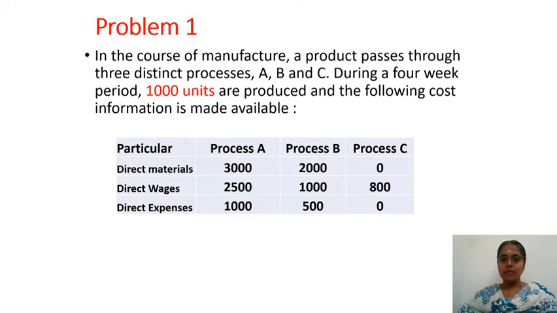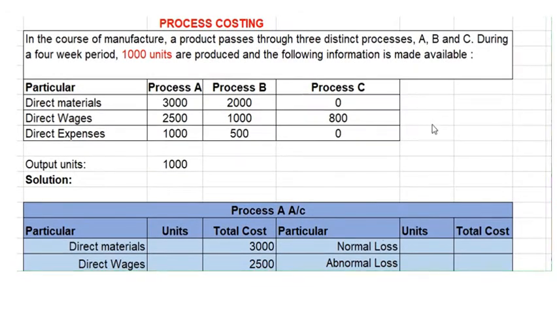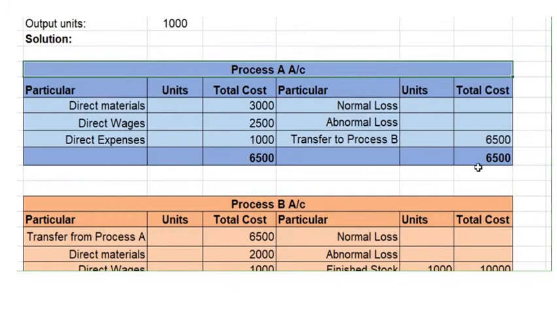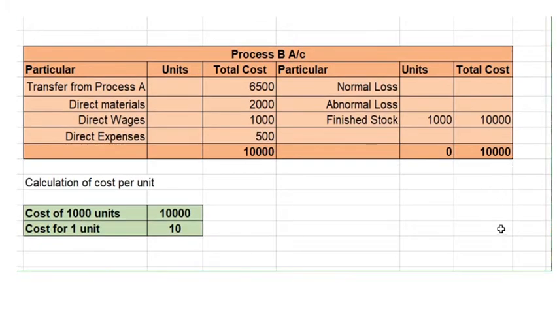So this is the problem. So now we have to prepare the process cost. We have to do process costing for this problem that is given. It is a very simple problem. Let us see the calculation in the Excel sheet. I have given the same problem as shown here at the process costing. 1,000 units is the output. So output units is 1,000. The values are given. Now we will see the calculations.